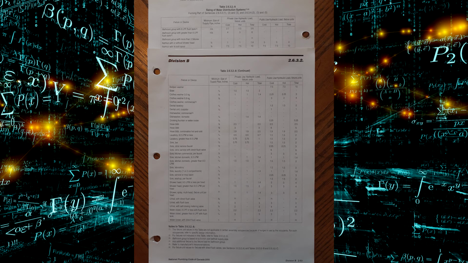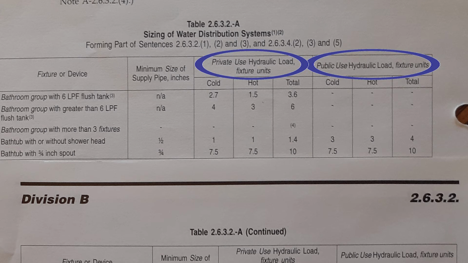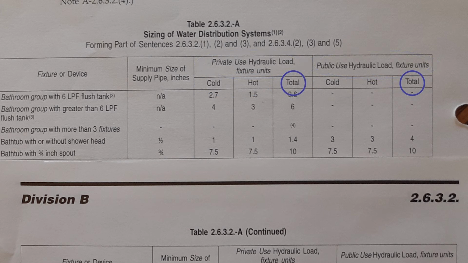Let's turn over to section 2.6 in the Plumbing Code, and we're looking for table 2.6.3.2.A, sizing of water distribution systems. Now we've got a bunch of different rows here that we need to pay attention to, so let's go through those. You're going to notice that in the private and public section, there is a hot and cold column. Now, we're never going to use either of those. We're only ever going to use the total column.